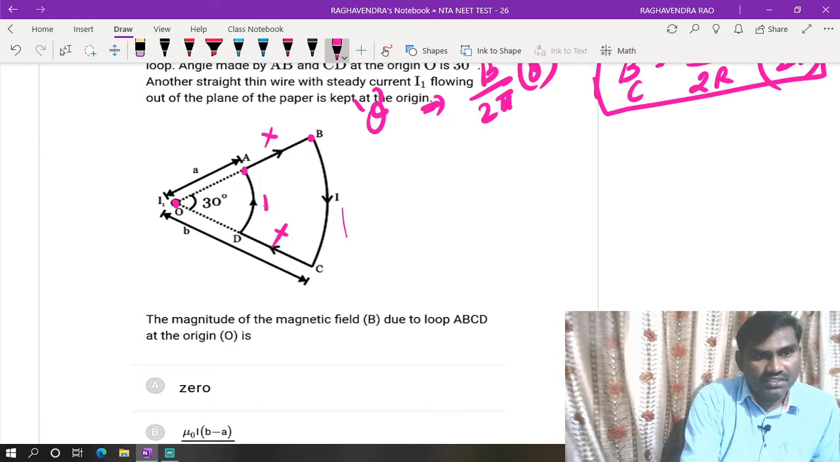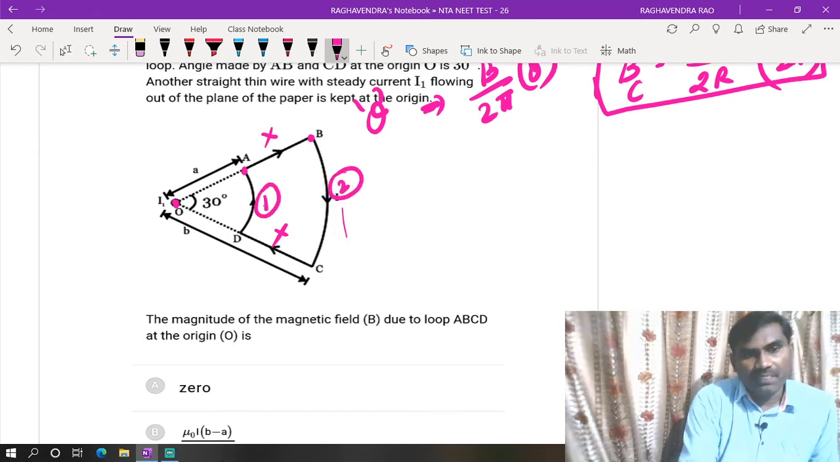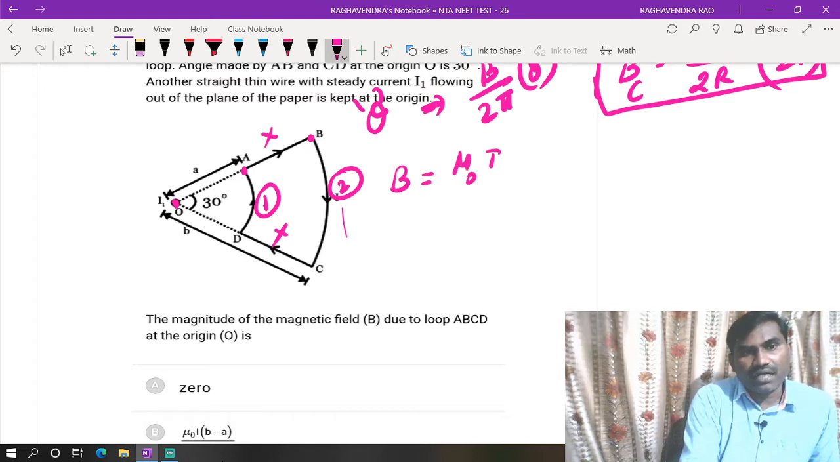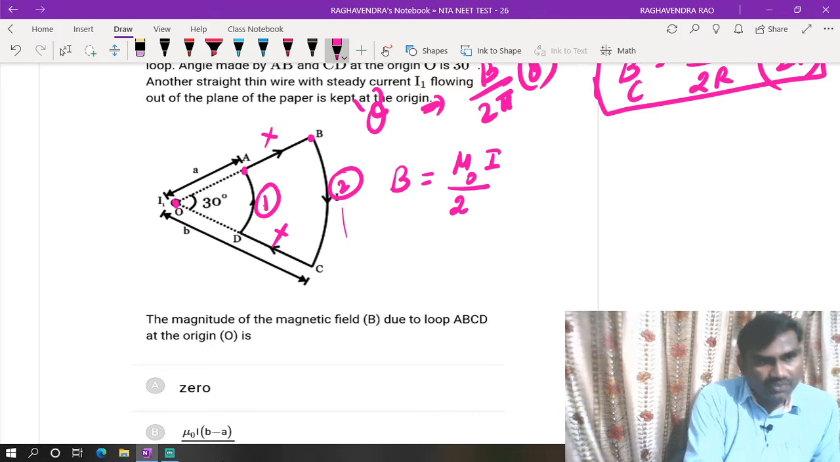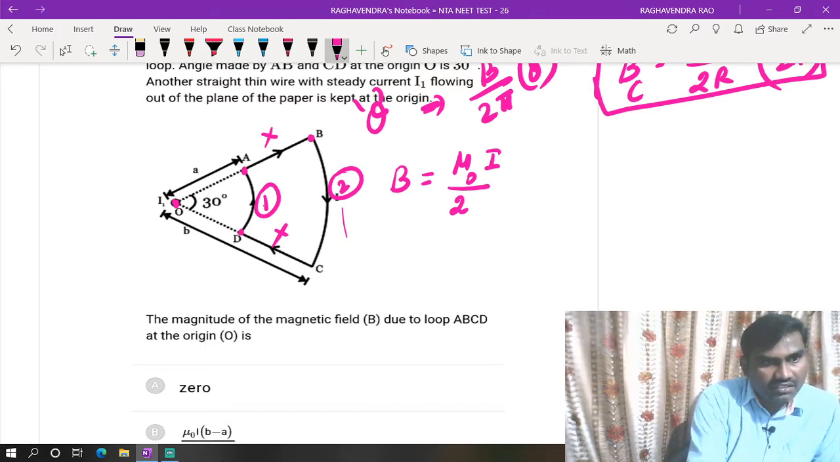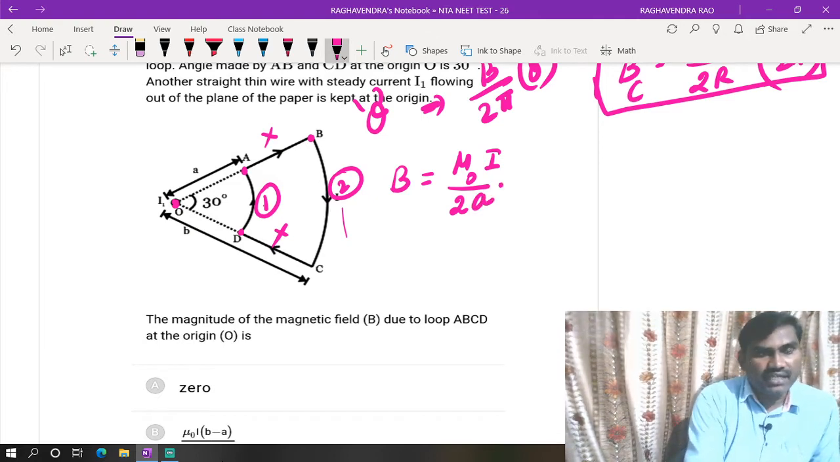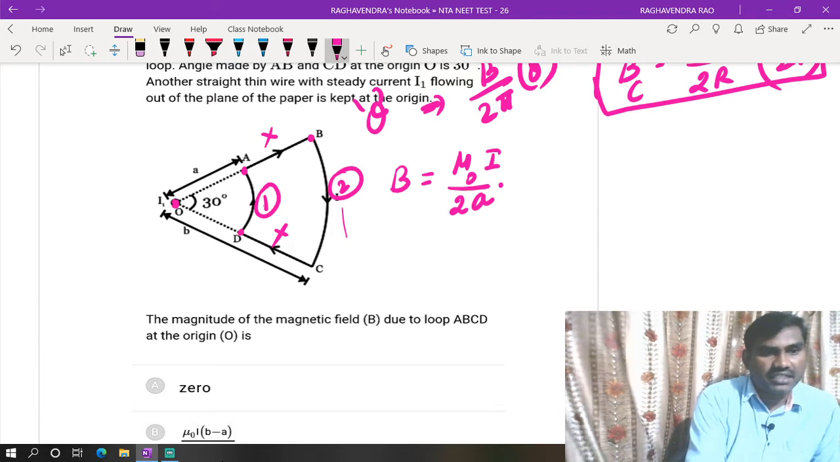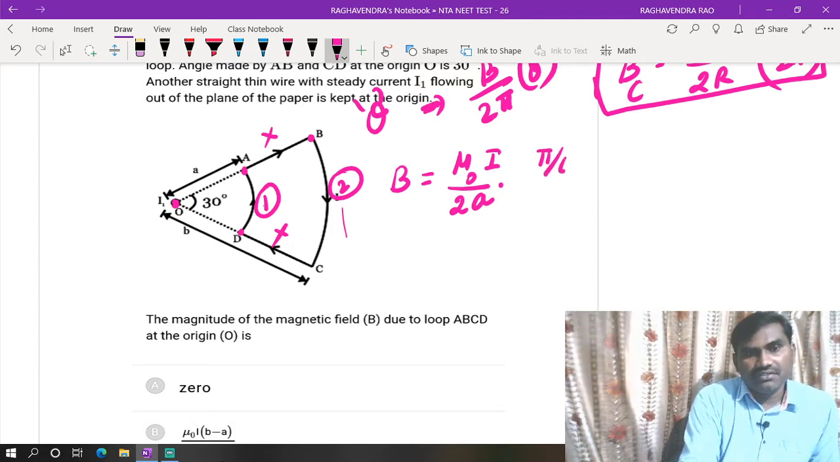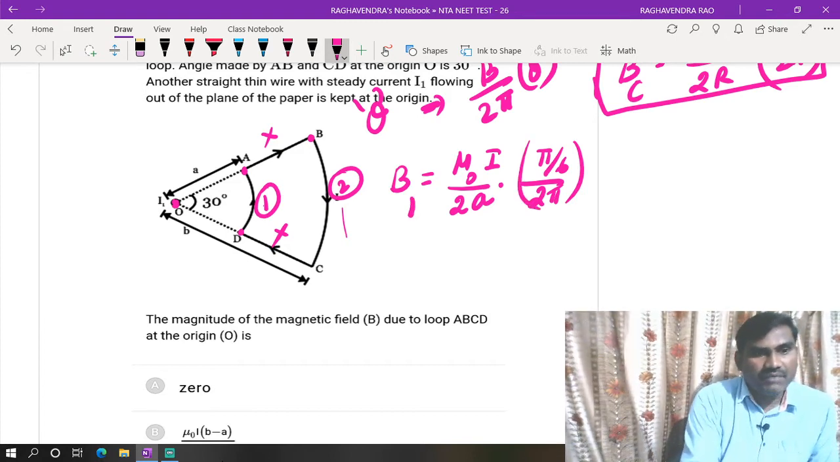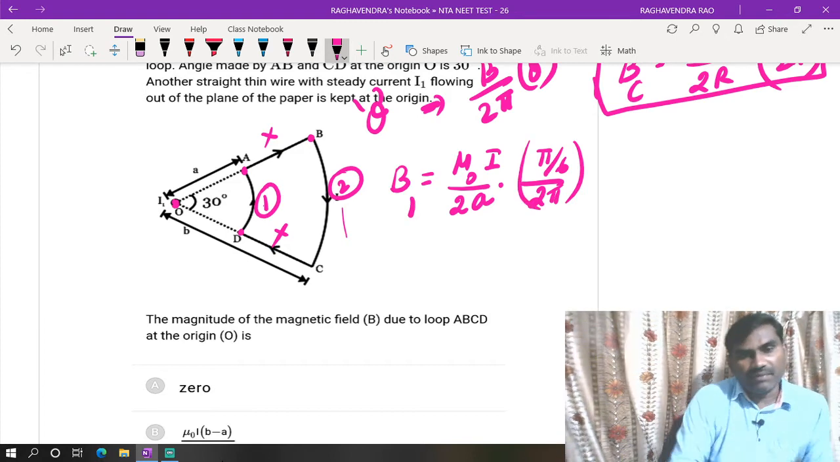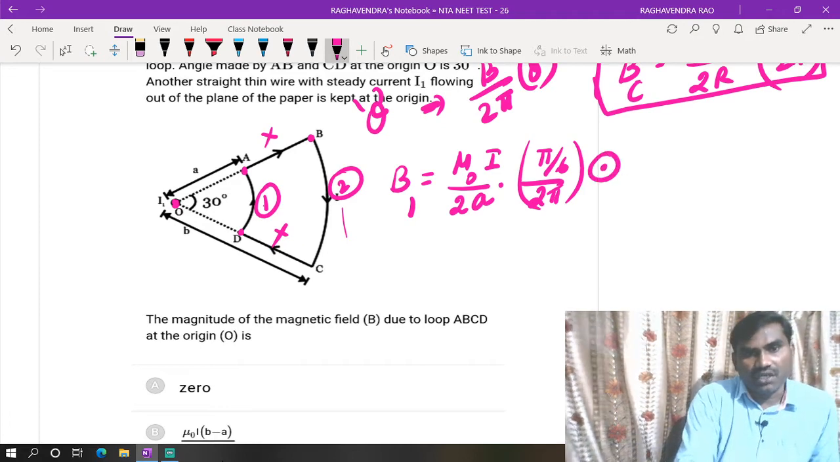Now we can take this as 1 and this as 2. Now we can write B1 is equal to mu naught I by 2R into... So what is the distance here? The distance from here to here is A. This is A into the angle theta. So theta is nothing but 30 degree, that means pi by 6, by 2 pi. This is B1. So B1 is outside the plane of the paper, represented by a circle with a dot.